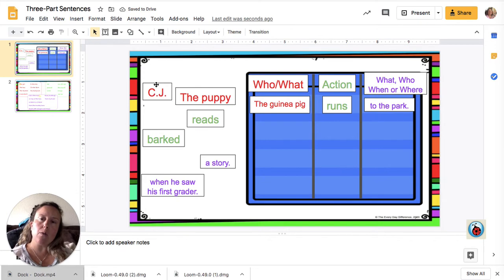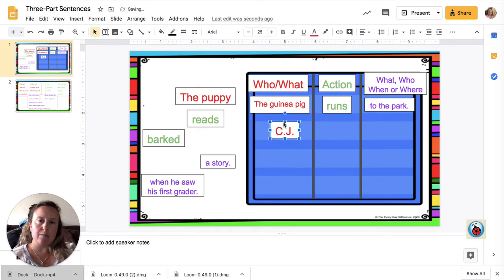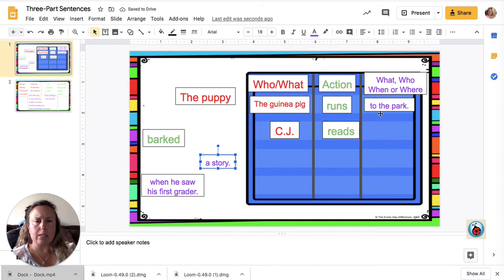Okay, so now we're going to go to a person. You may know this person. This person is CJ. Now we need an action that CJ can do. CJ reads. What does he read? He reads when he saw his first grader? No, he reads a story. Now, if I were going to write CJ reads, the guinea pig runs, those are sentences. They're just not rich sentences for first graders.